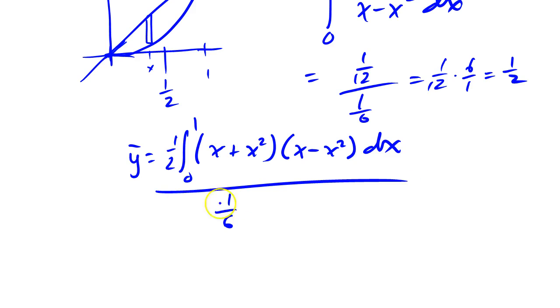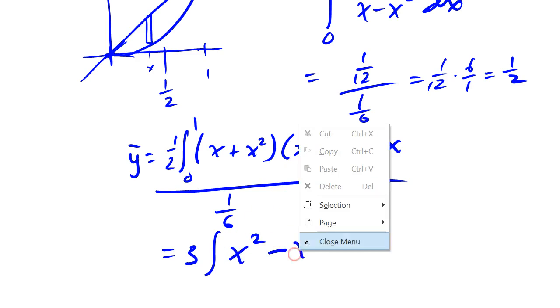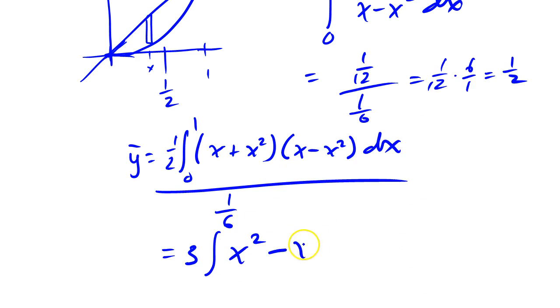So when you divide by 1/6, it's like multiplying by 6. So the 6 times a half is going to be a 3 out in front. So I've got 3 times this integral. Now, if you multiply it out, it would look like x squared minus x to the 4th dx. So we've got to figure out what that is.